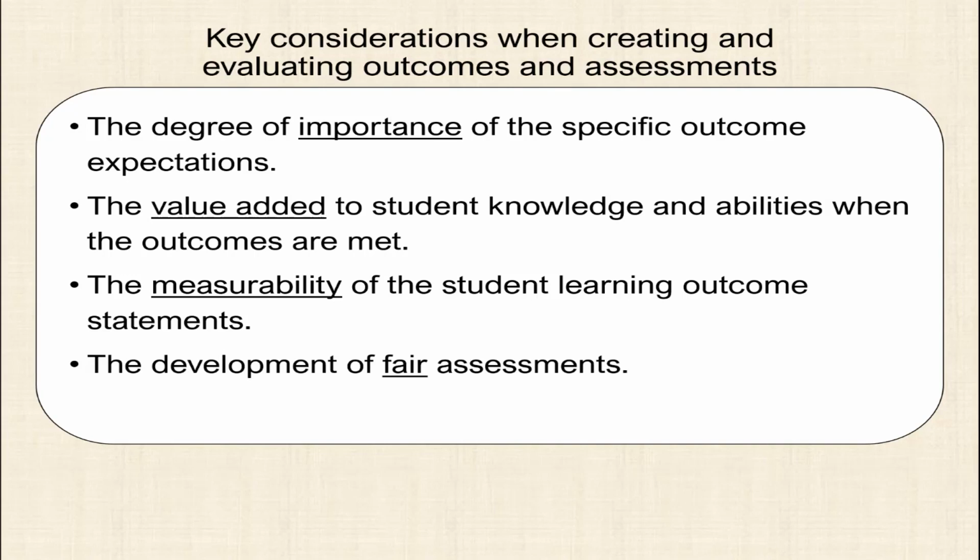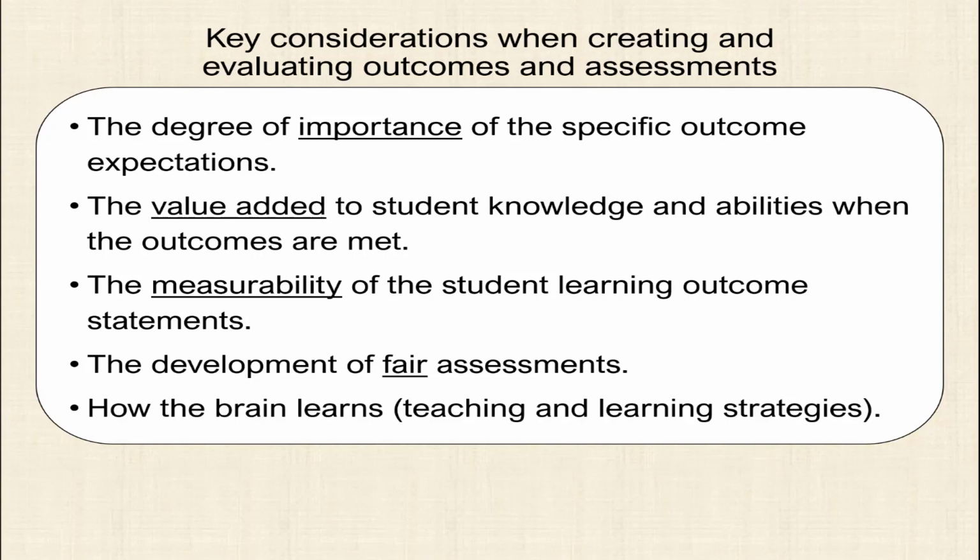And we also need to consider that we need to develop fair assessments. And fair assessments includes having outcomes that match the assessment, or it could also be the other way around, assessments match the outcomes, and they all match the instruction. So then it's fair. And also we'll consider more fair things like complexity and broadness of the statements, and that'll all be taken care of. So the last point is how the brain learns, and that's teaching and learning strategies. And we'll talk about that as the last section.